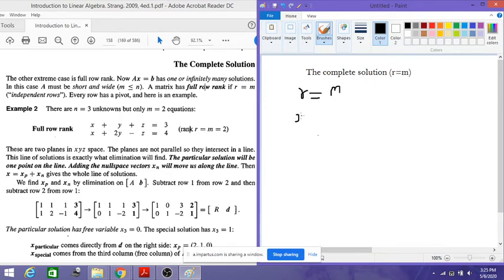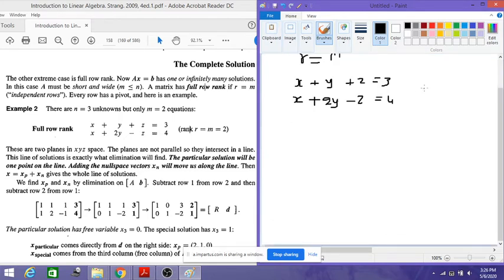So let's take an example here with the linear equations, that is x plus y plus z equal to 3 and x plus 2y minus z equal to 4. So now here the rank of the matrix R is equal to M is equal to 2. So now let us look into the solution of this case.